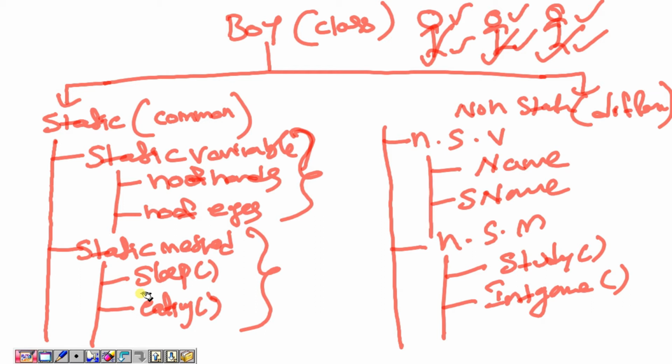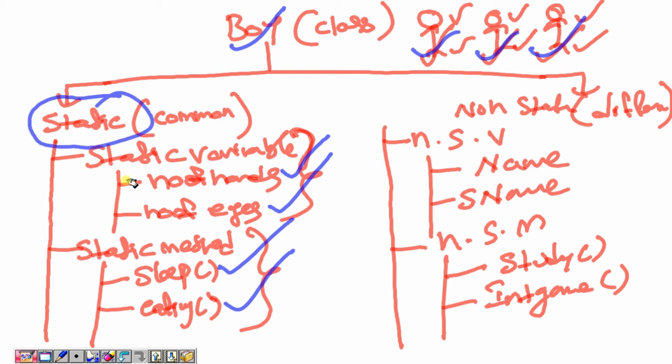Let's give an example. These three objects in the boy class have common information. What is that? The number of hands is common. The number of eyes is common. Sleeping and eating are common. This is what we are calling static information.